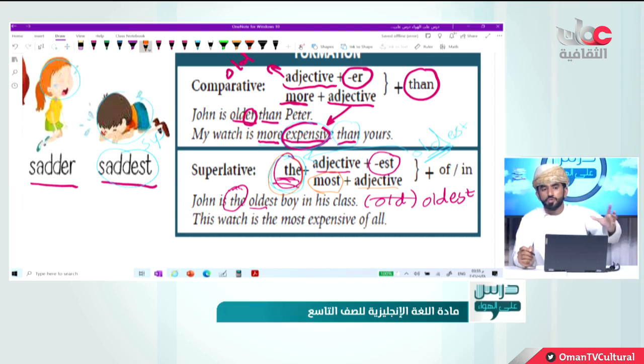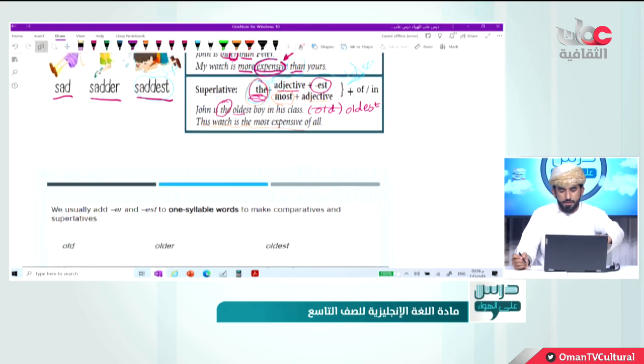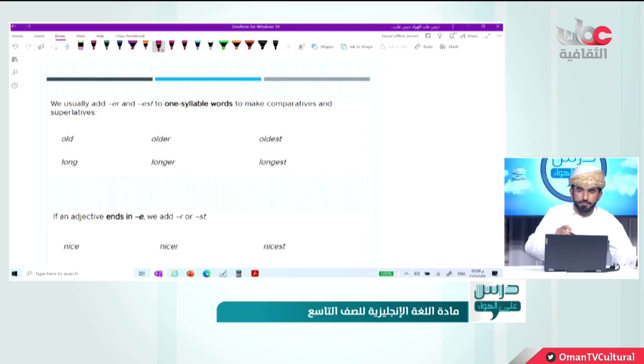When do we add most before the adjective? Exactly, thank you so much. Brilliant. You've got the spirit. Exactly, yes, if the adjective has more than one syllable. Well done. Like this one, this watch is the most expensive of all. The most expensive of all. Very nice.